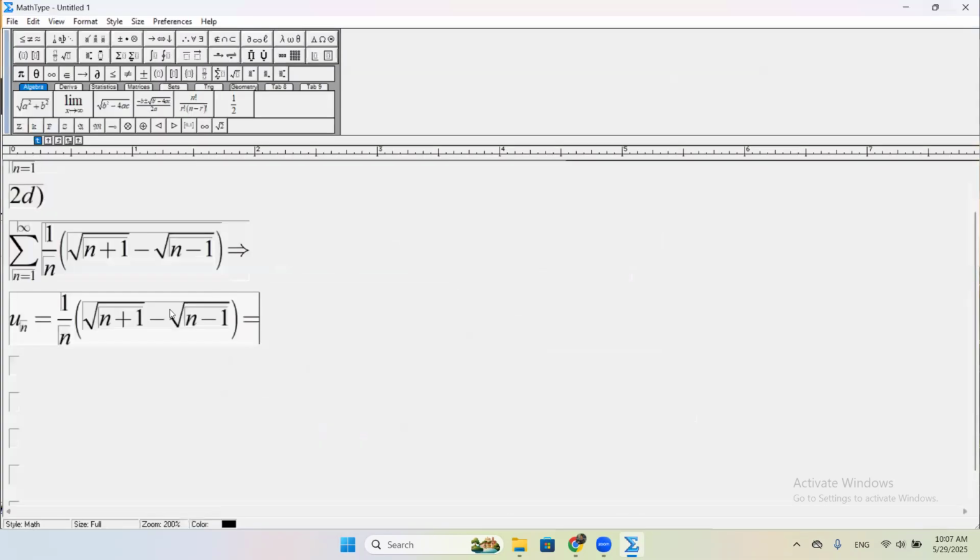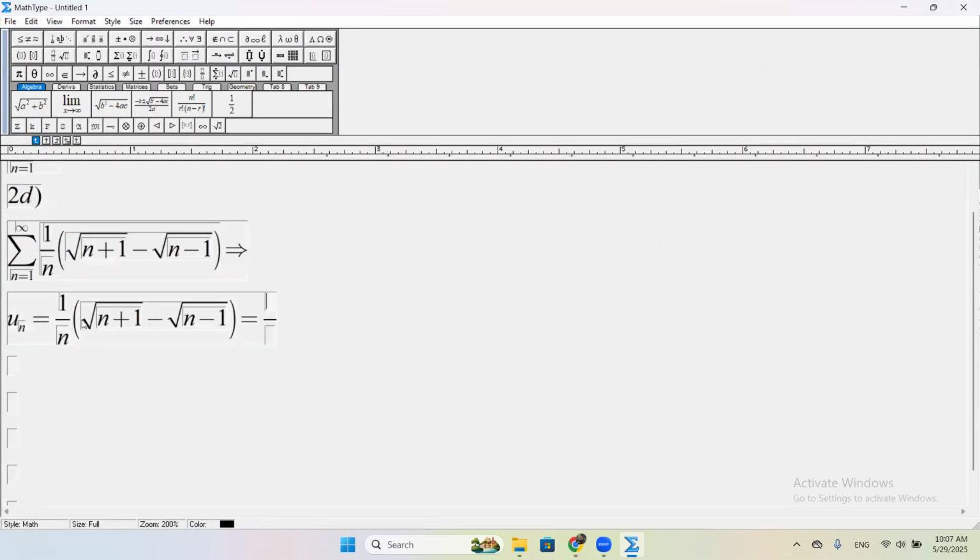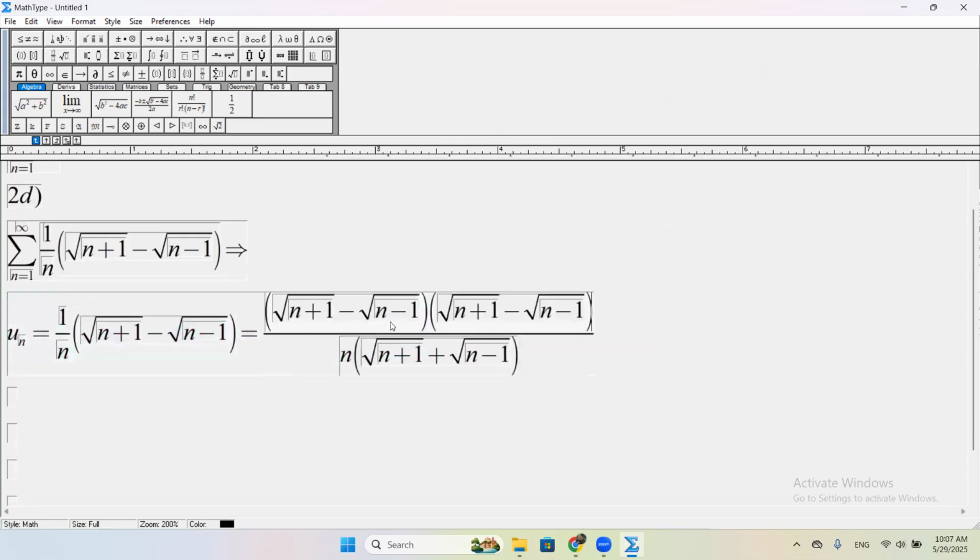So let's transform it a little bit. We will multiply and divide this term, sorry, not series, by the conjugate. So here will be plus, here minus, and plus. So now expanding these brackets, and what I have in the numerator: n plus 1 minus n minus 1.